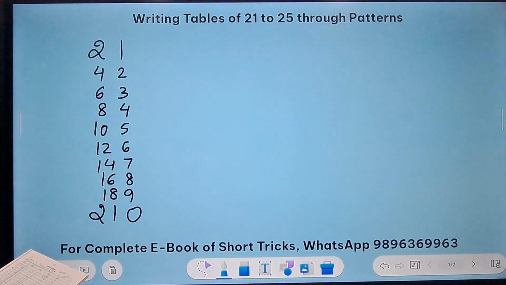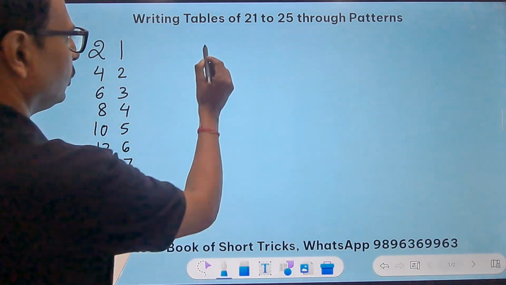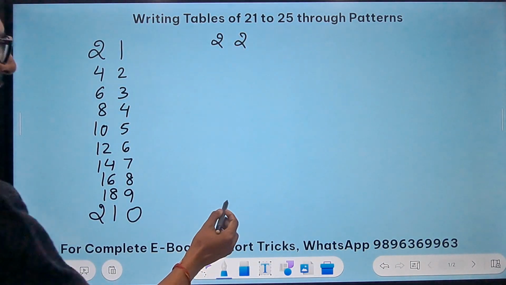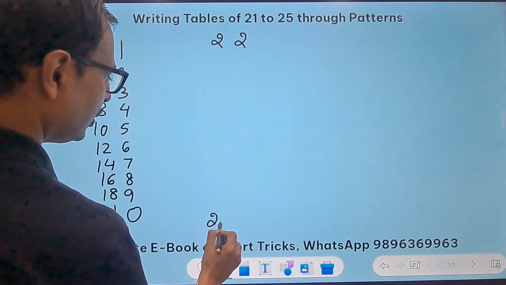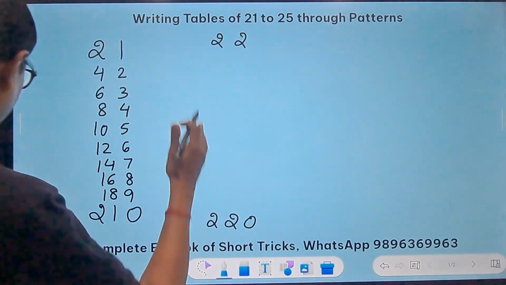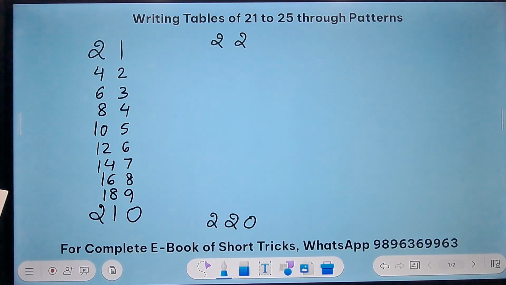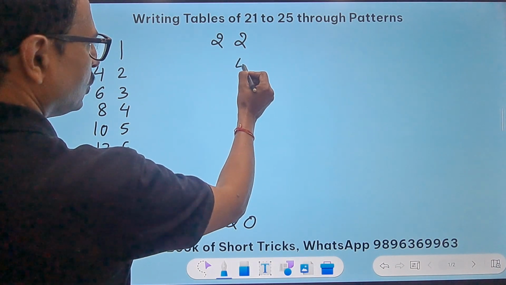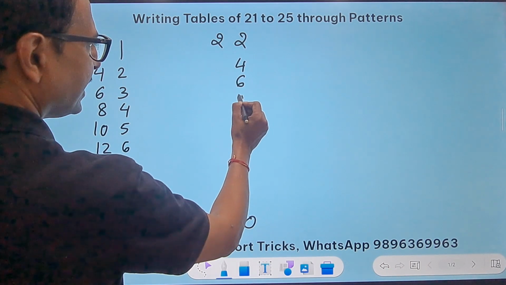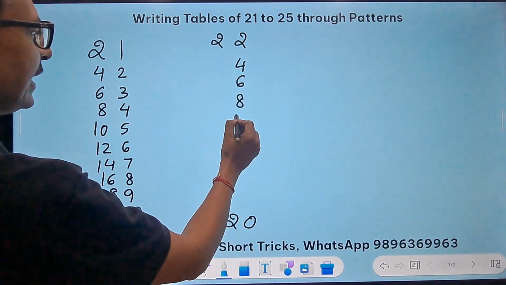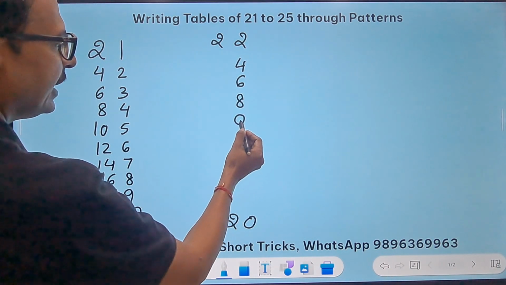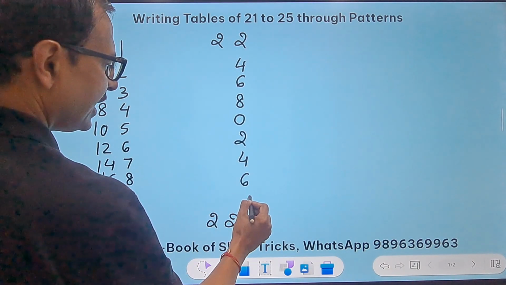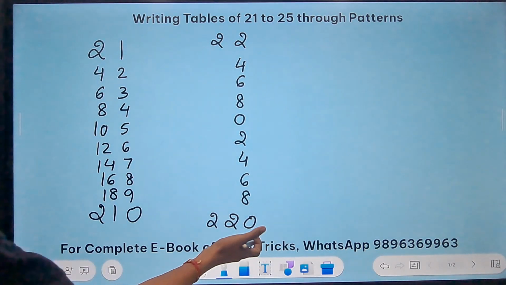So if you see the pattern of 22, obviously I have to start with a 22, and then I will go up to 220, right? Now what do you do in between them? From 2, start writing the even numbers 2, 4, 6, 8. Don't write 10, write a 0, the unit digit only, and then repeat 2, 4, 6, 8, and then we have a 0 already here.